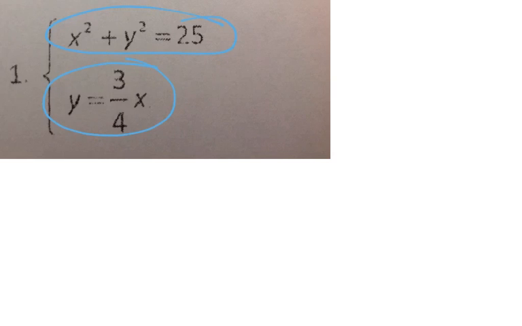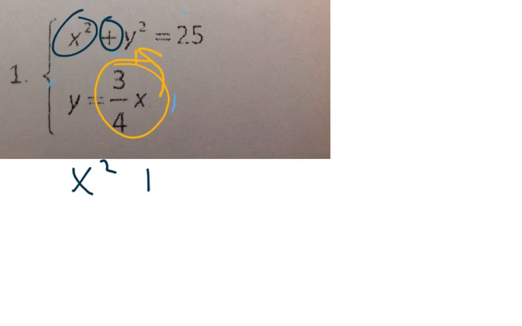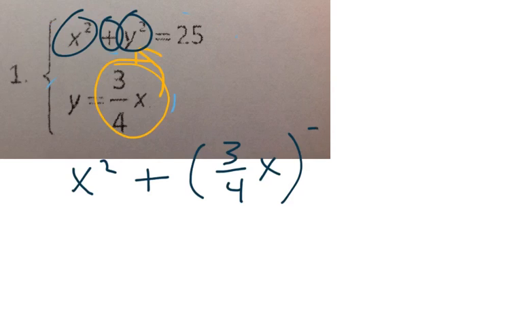Here's how it's done. If you agree with me, look at the second equation, that y equals 3/4 x. Couldn't we substitute it in for the other y? And let's see what we get. We'll have x squared there plus the y squared, guys, is now (3/4 x) squared equals 25.